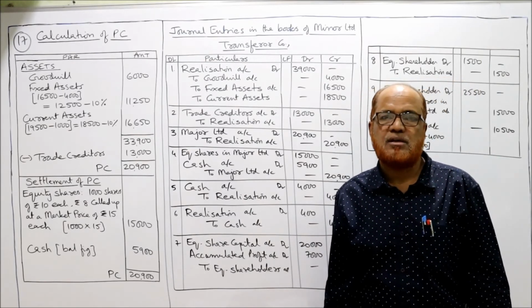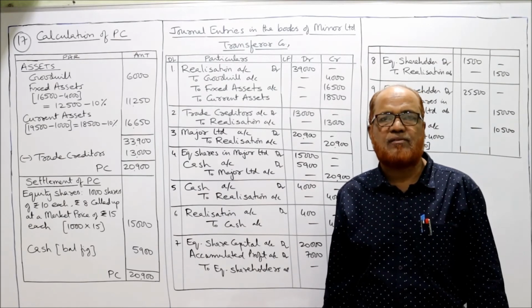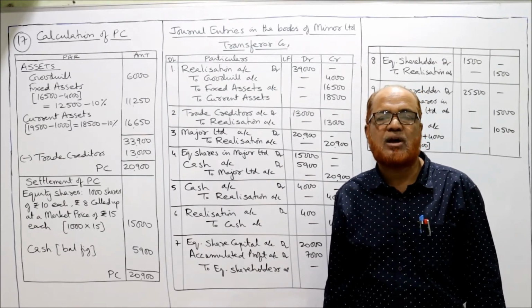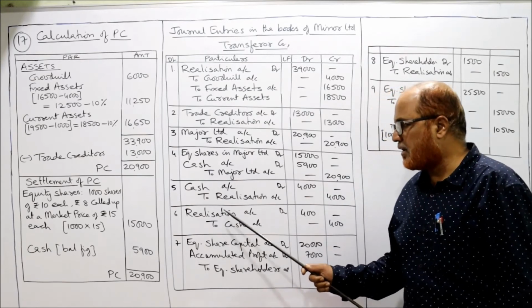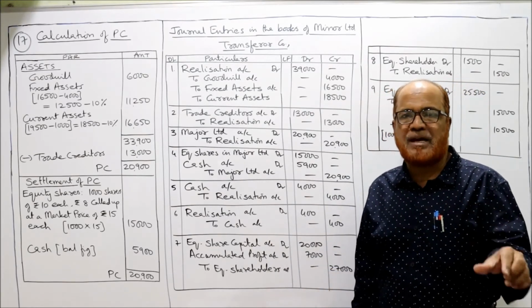Liquidation expenses. It is given liquidation expenses are borne by the company itself, minor limited itself. So entry realization account debit to cash. Realization account debit to cash 400. Being the liquidation expenses paid.